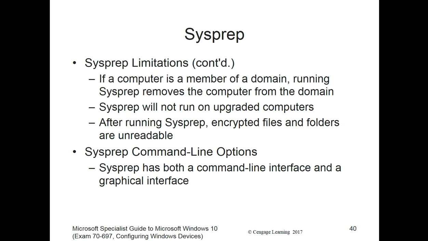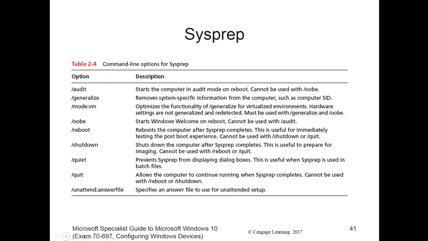Sysprep command line options. Sysprep has both a command line interface and a GUI. So here are our options when it comes to the command line Sysprep. Okay, so we've got these keywords: shutdown, reboot, OOBE. So there are our commands and what happens when we use each one of them.